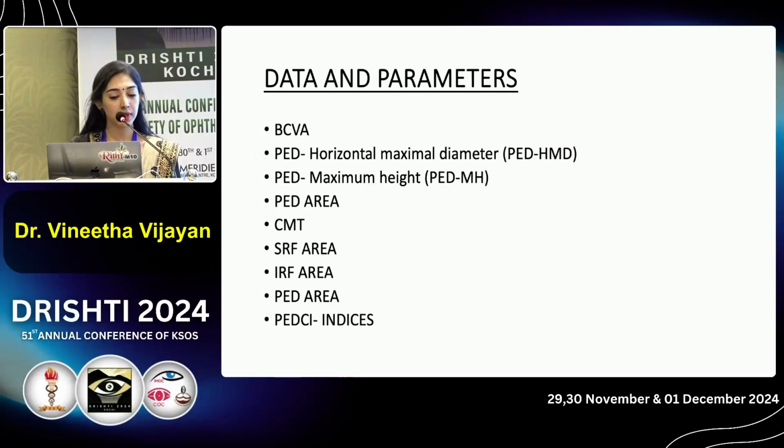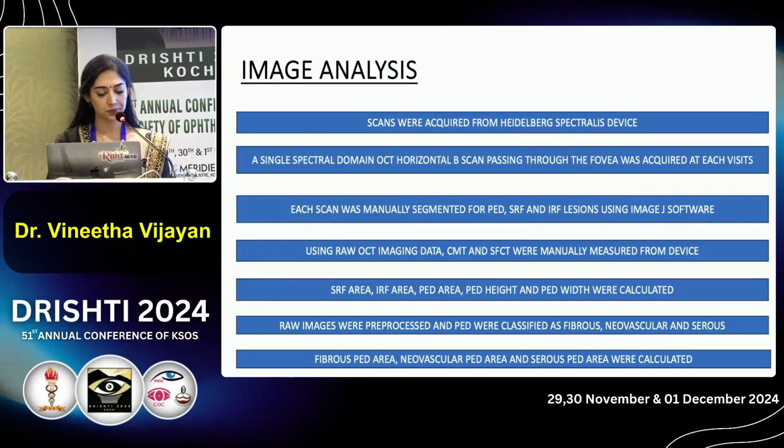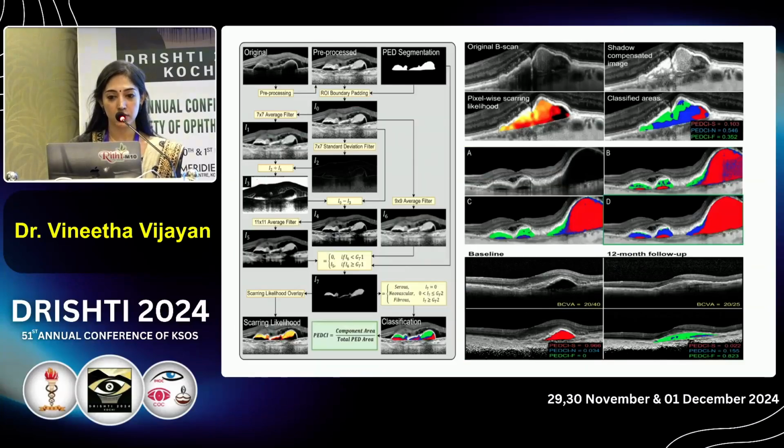The data parameters were the BCVA, the PED horizontal maximum diameter, the PED maximum height, PED area, CMT, the SRF area, the IRF area, and the PET-C indices. The scans were acquired from the Heidelberg Spectralis device, and we used the ImageJ software to separate the various components: the fibrous component, the serous component, and the neovascular component. The fibrous component showed hyperreflectivity, neovascular was an intermediate reflectivity, and serous had hyporeflectivity. The fibrous PED area, the neovascular PED area, and the serous PED area were calculated.